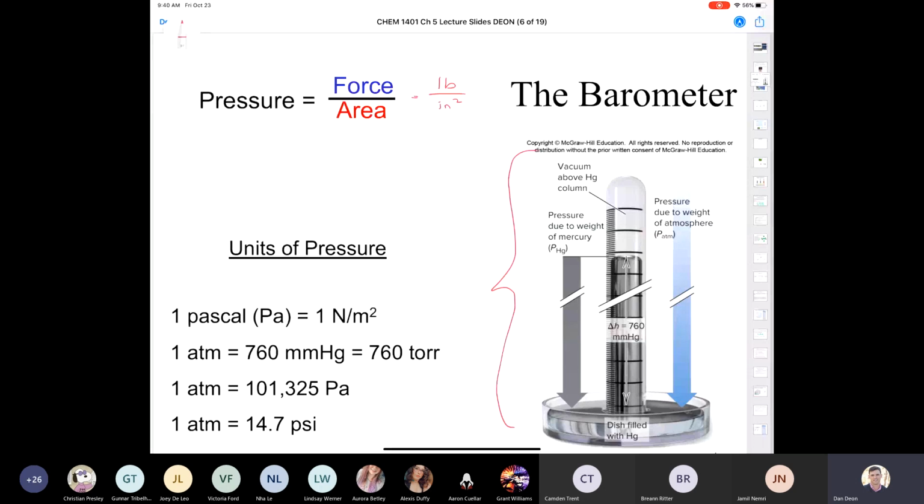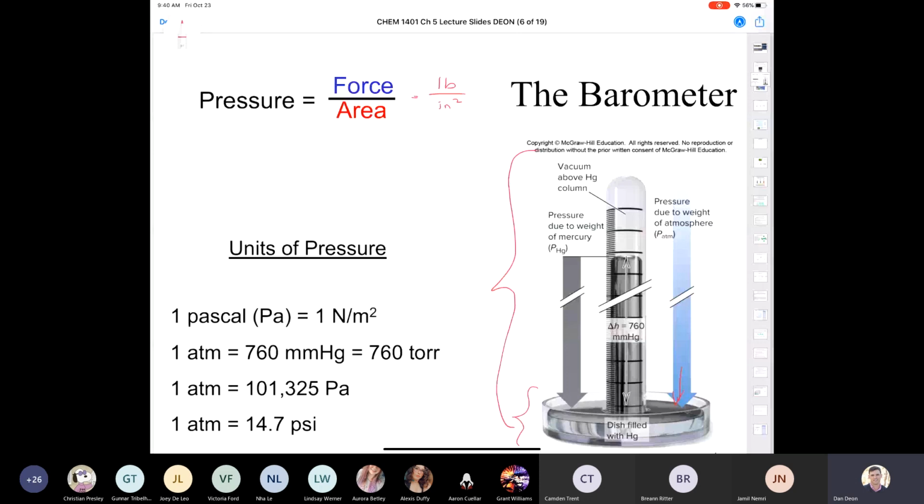So he takes this column of mercury, and he has it again filled up right to the brim, and he inverts that column of mercury into a dish filled with mercury. And what happens is that there's a force of gravity that's going to act on that mercury and start pulling it down. But there's also the force of the atmosphere acting on the mercury in the dish that's pushing it back up.